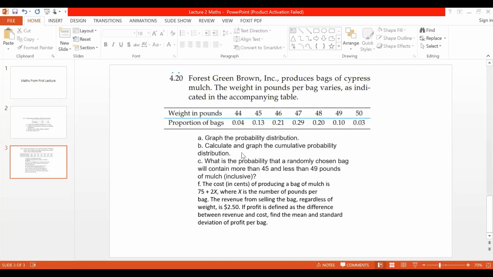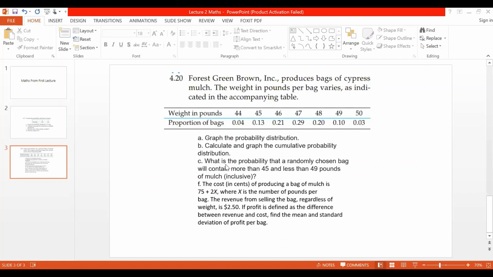B, calculate and graph the cumulative probability distribution. You will have to calculate f of x and then graph it exactly like the previous math. Since I have done it, you do it the same way and draw it in your copy. I will start from C instead.